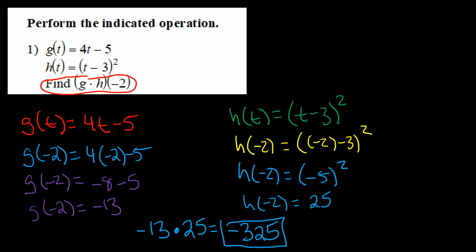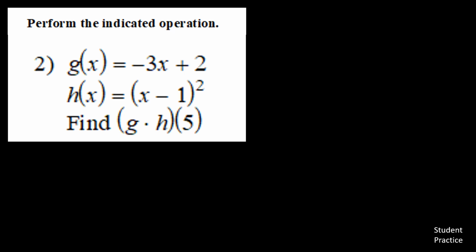So we solved both parts and we did the operation it's asking us to do, g times h, which is what we did there. On this question here, I want you to do the same thing. You're going to plug in 5 for those x values, and whatever you get for g, whatever you get for h, you're going to multiply them together.